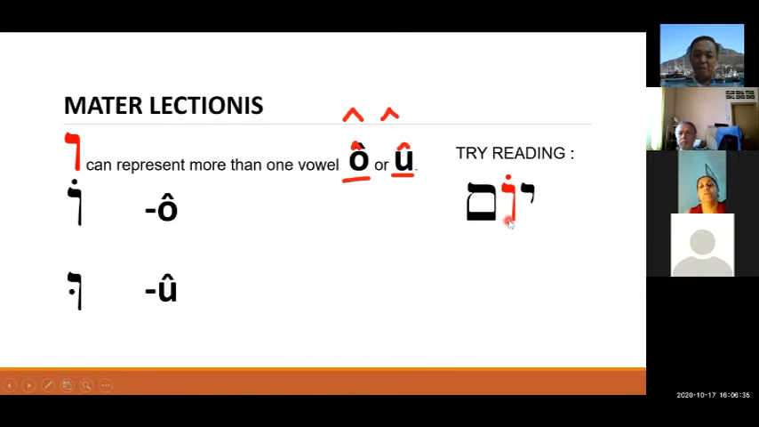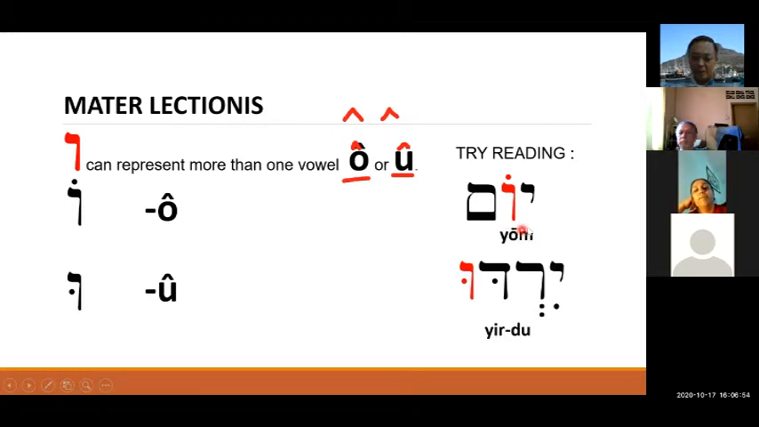So it's a long O, right? Long O like this, all right? And this is a mem suffix, which is a final form of mem, okay? So it's like Y-O-M, like this. Sorry, this one is wrong already. This should be an arrowhead, okay? I'll correct that later.